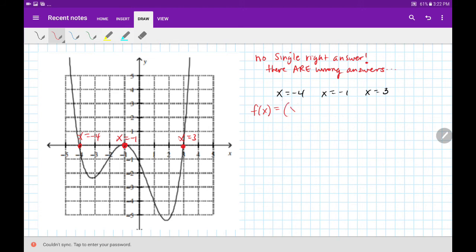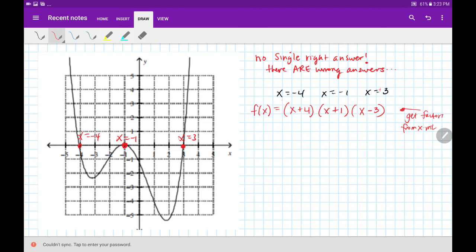If I have x equals -4, that means my factor would have been x plus 4. If I have x equals -1, that means my factor would have been x plus 1. Right, we're flipping the sign. If I have x equals 3, that means my factor was x, not positive 3, but minus 3. And so that's our first step, to get your factors from the x-intercepts. And remember to always flip those signs.